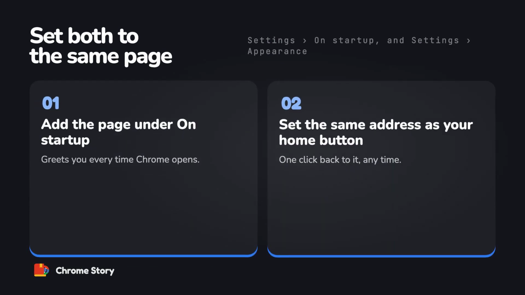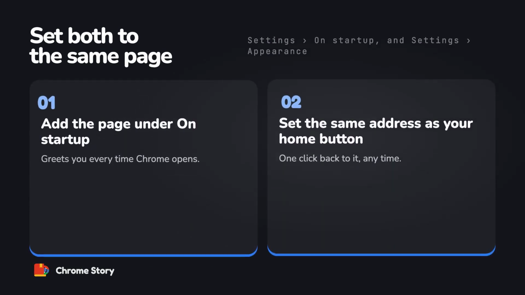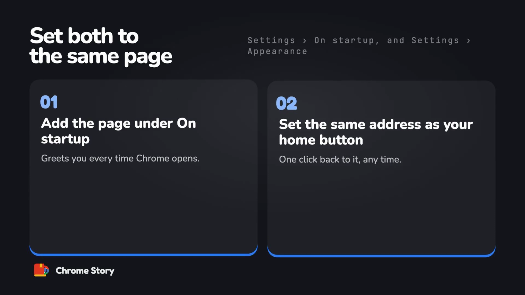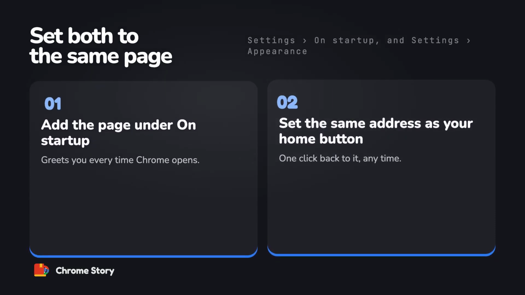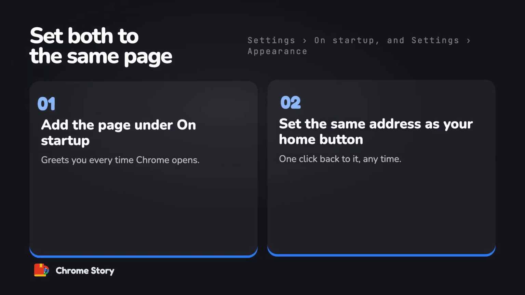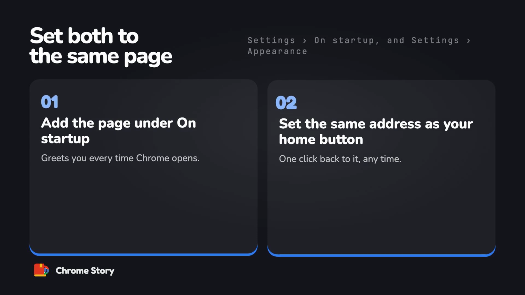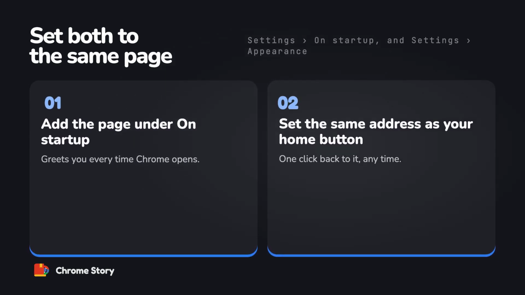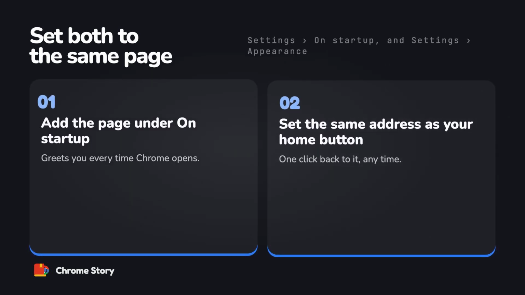If you want one page to greet you every time you open Chrome and one click to jump back to it later, set both. Add that page under On startup. Then set the same address as your Home button. Now Chrome opens there, and you can always get back to it in one click, even after you have wandered off to 20 other tabs.